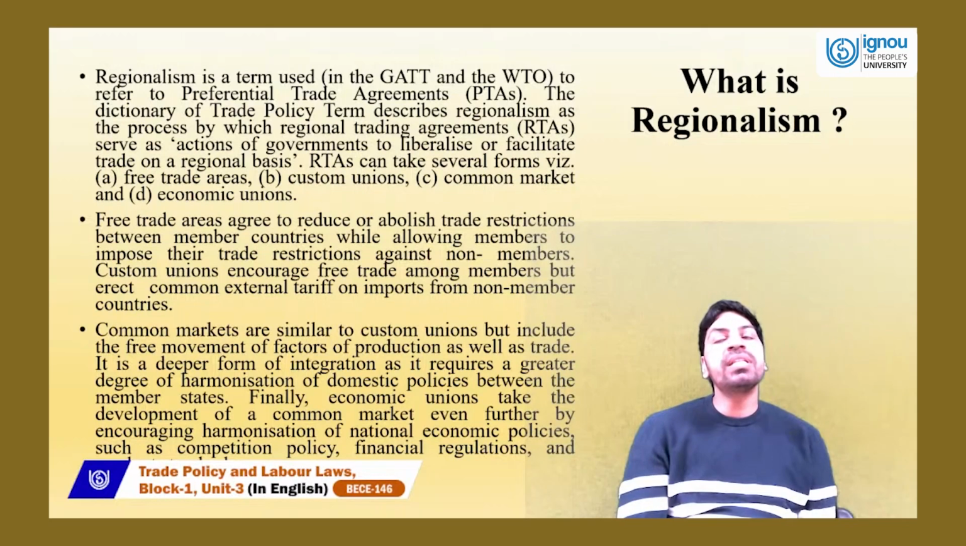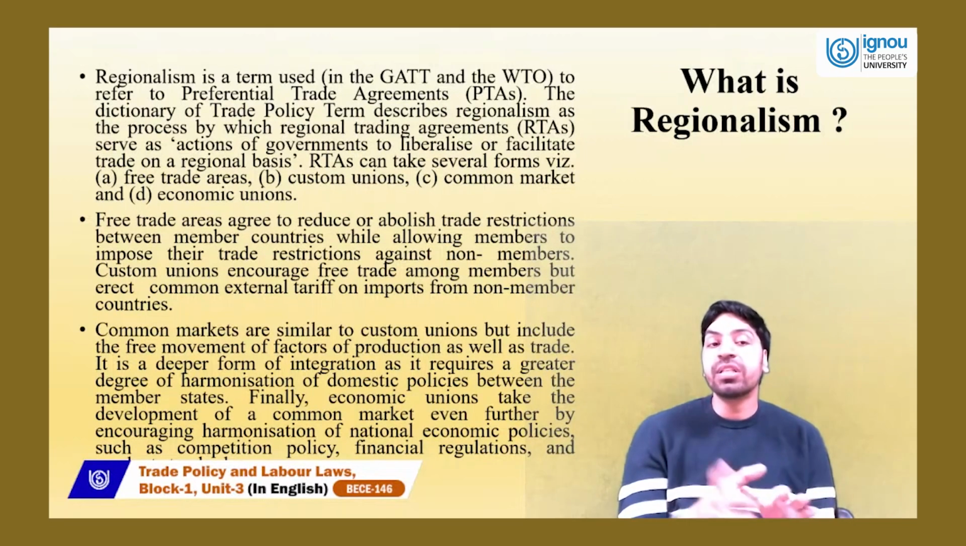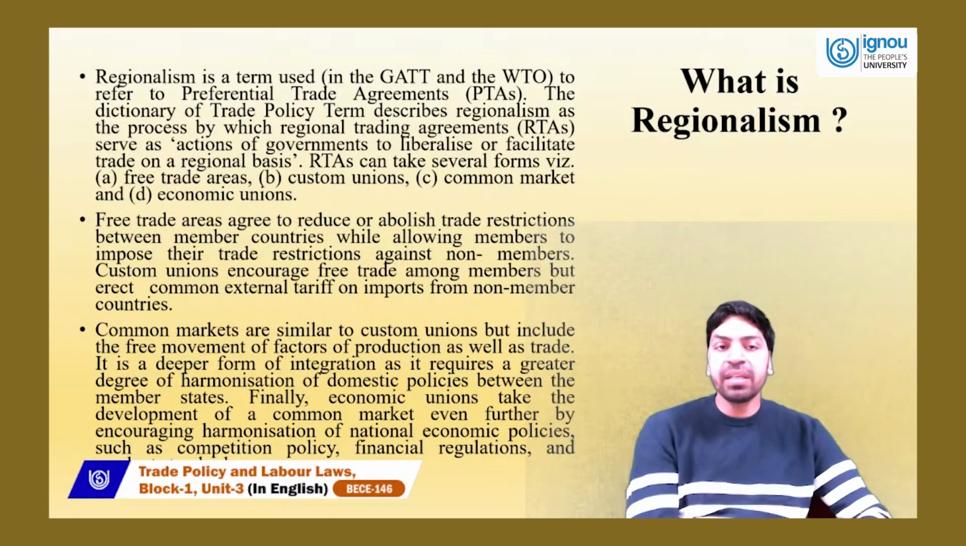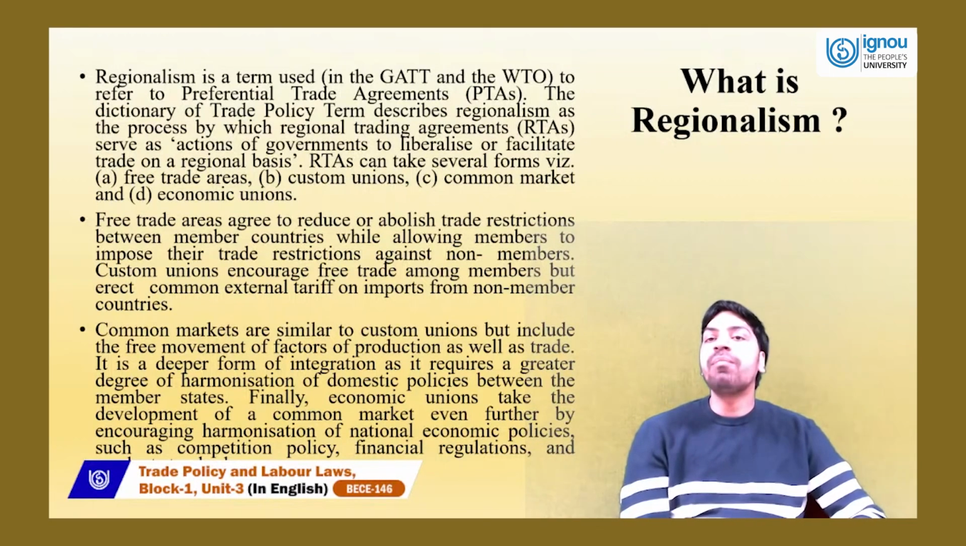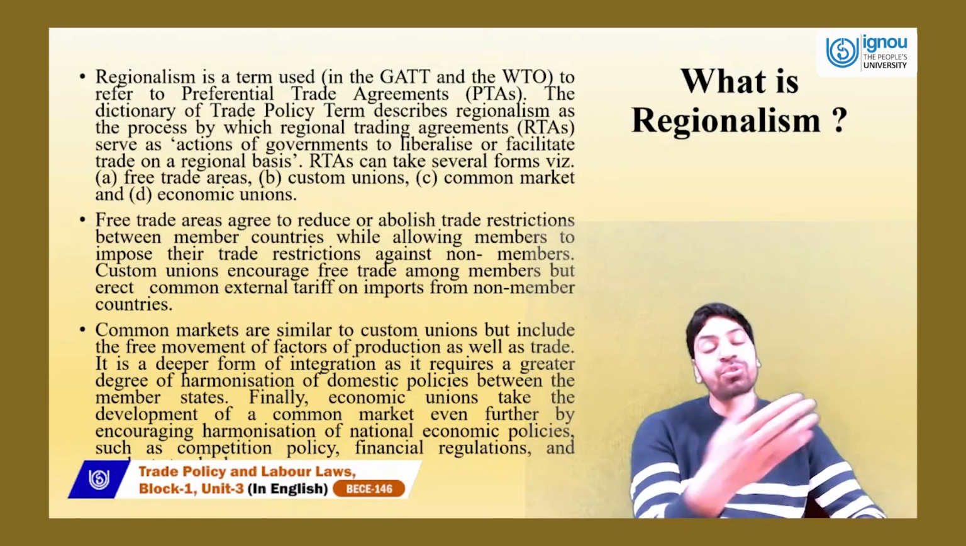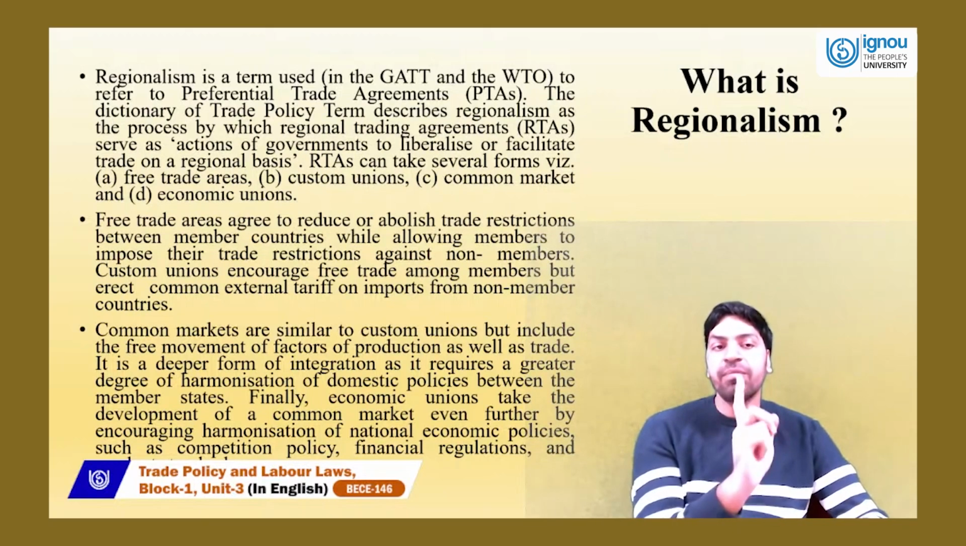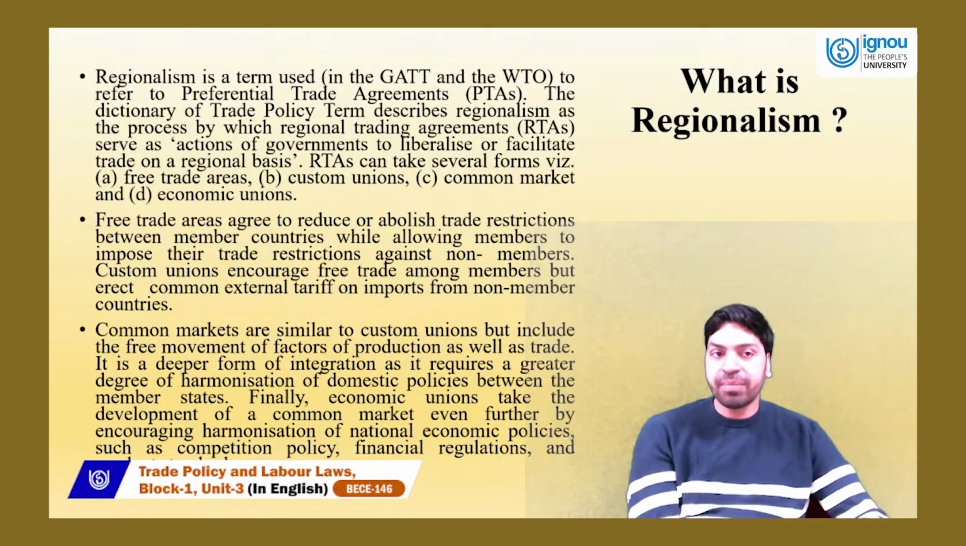A free trade area is an agreement to reduce or abolish trade restrictions between the member countries, while allowing members to impose their own trade restrictions against the non-members. So the members have an opportunity to do free trade, but trade restrictions remain against the non-members which come under the regional trading agreements. A customs union encourages free trade among the member nations or WTO members, but it erects common external tariffs on imports from the non-member countries.